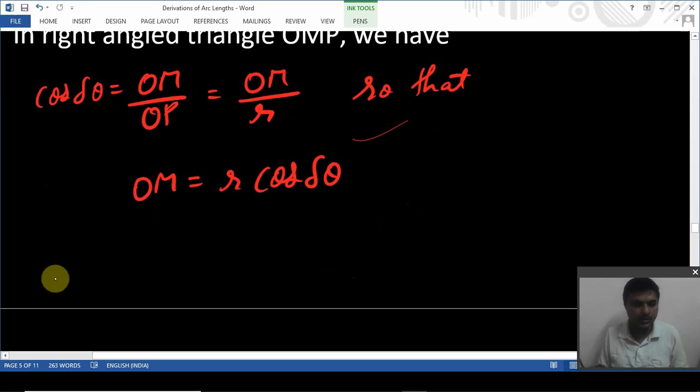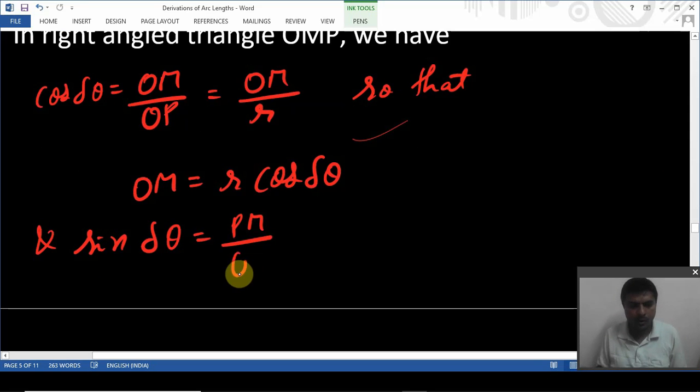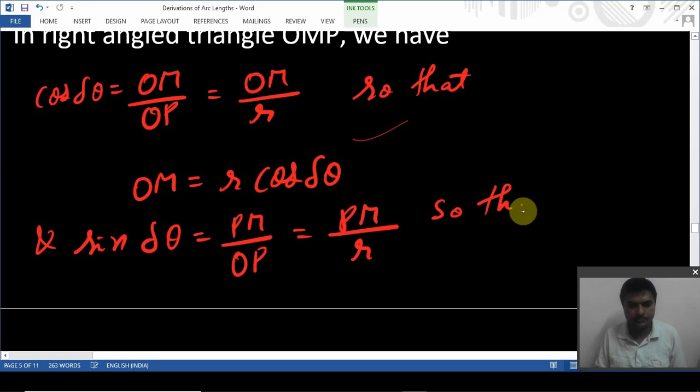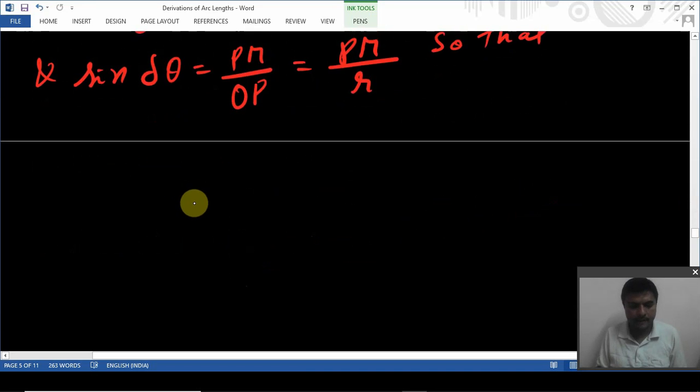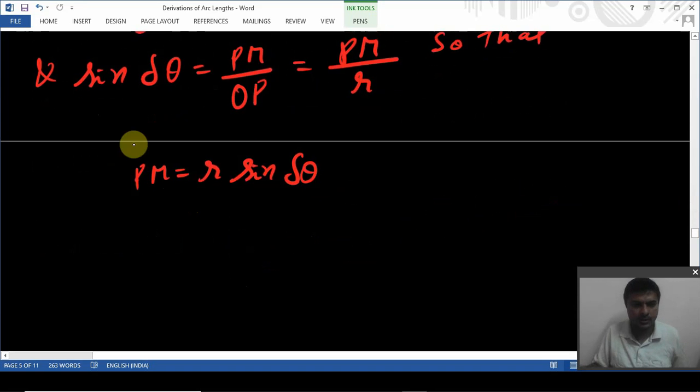Okay. So now we will simplify the same way. I will find what is sine delta theta. So please tell me what is sine delta theta. This is PM upon OP, which is PM upon r, since OP is nothing but the distance r. So what we get here, students? Yes, PM is equal to r sine delta theta. Just take r on this side. That is our PM.